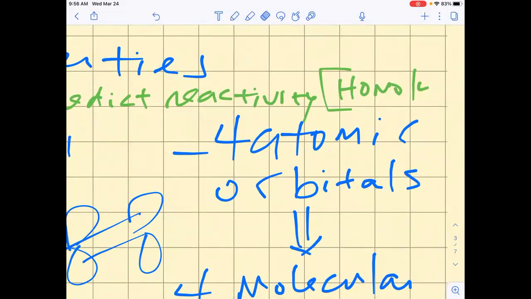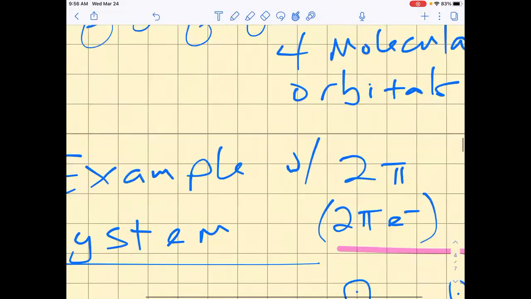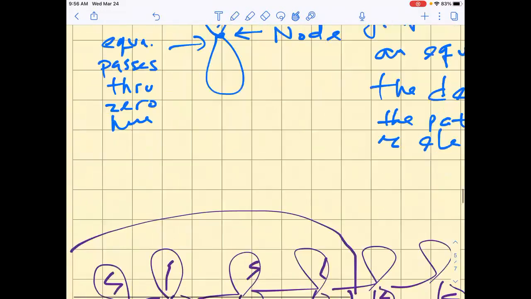You can look at the diagram, look at where the HOMO is, look at where the LUMO is, and then you'll know how it's going to react. If it's an electrophile, it's going to react through the LUMO. If it's a nucleophile, it's going to react through the HOMO. All right, so let's go back down here and let's label our HOMO, LUMO, and then we're going to wrap up.